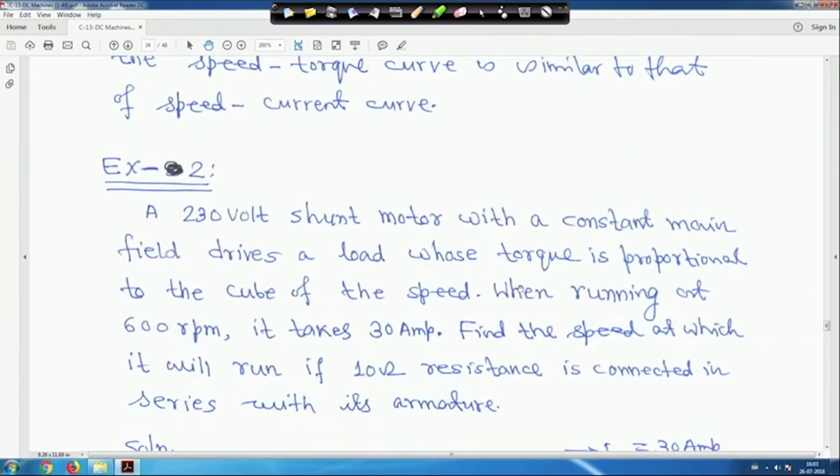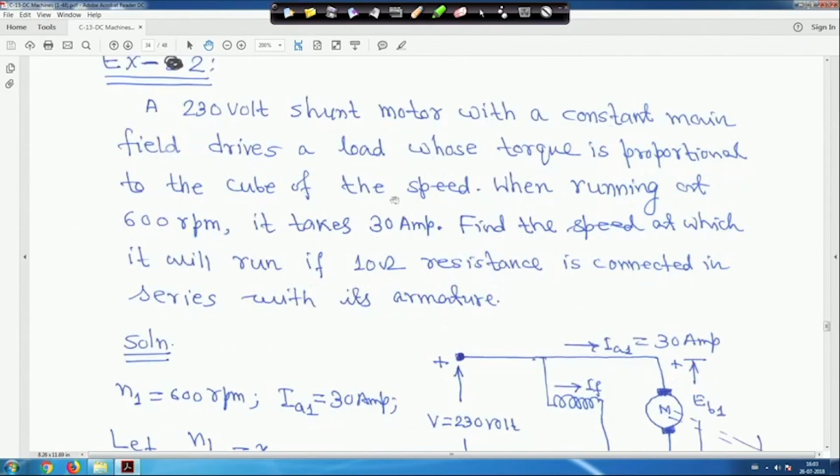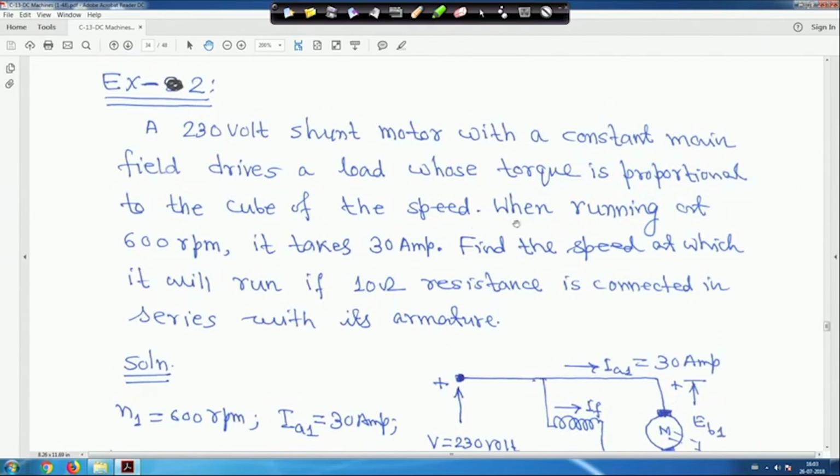So, next is one example. A 230 volt shunt motor with a constant main field drives a load whose torque is proportional to the cube of the speed. When running at 600 rpm, it takes 30 ampere. Find the speed at which it will run if 10 ohm resistance is connected in series with its armature.